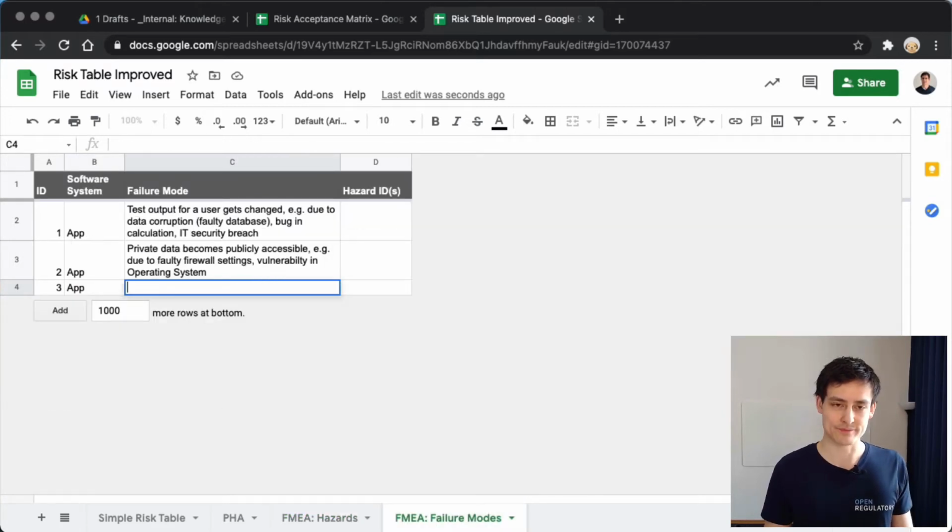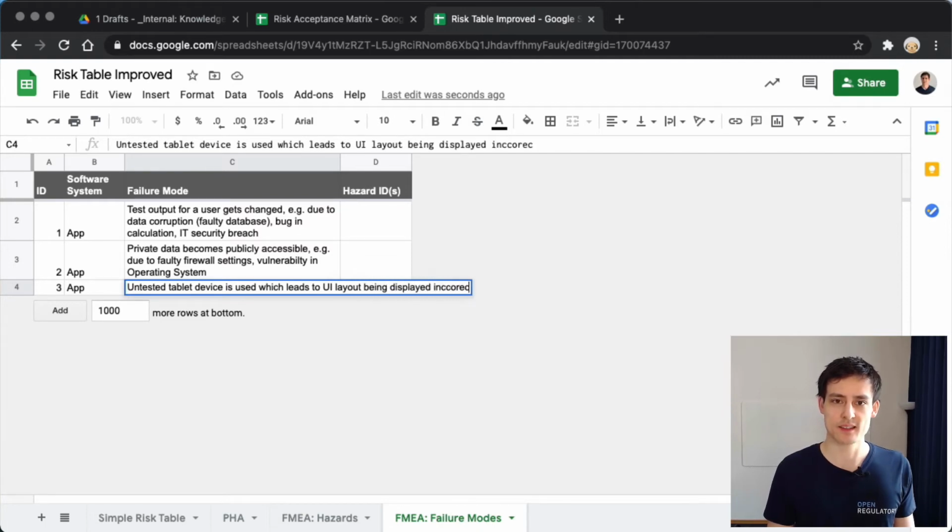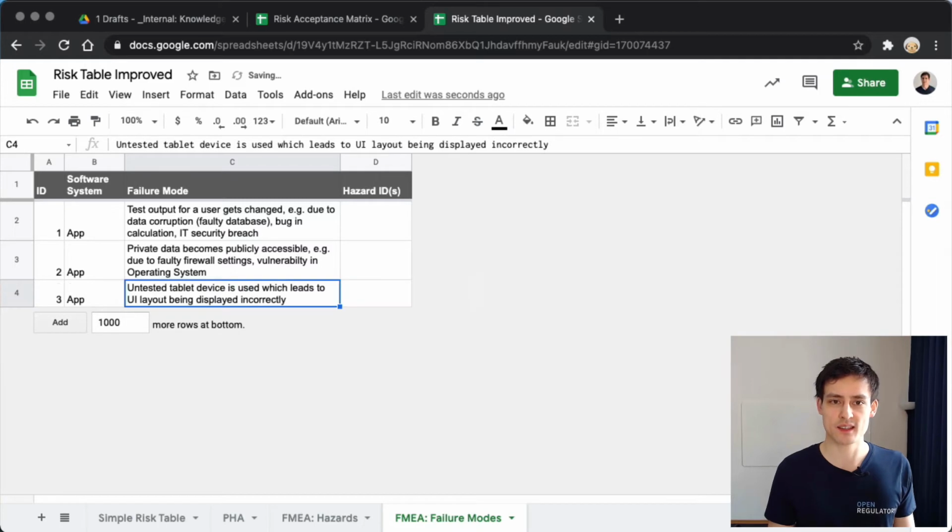So you could say the failure mode is that an untested tablet device is used, which leads to the UI layout being displayed incorrectly. I'm thinking about those crappy websites. Some websites on the internet, if you surf them with a small phone, the layout is all screwed up and you can't see the information properly. So I'm talking about that.